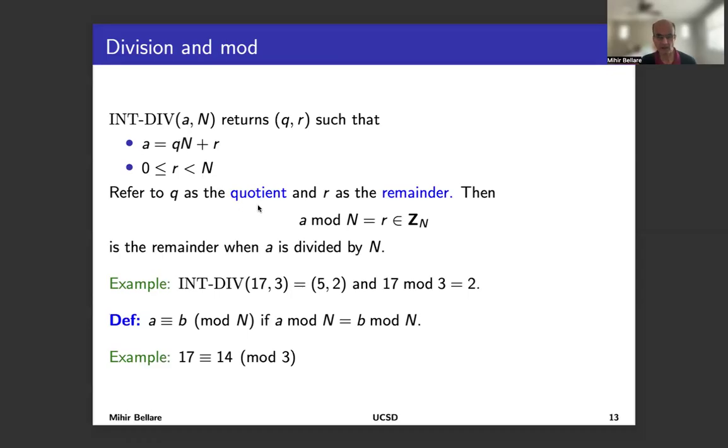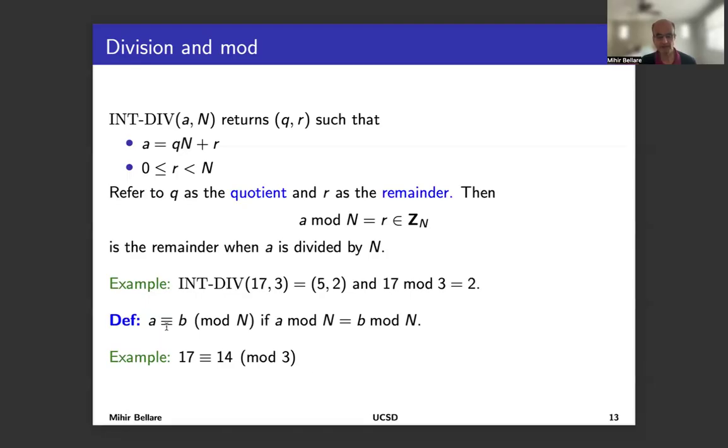And once you have a remainder, you might notice that that's just a mod n. That's the definition of a mod n. So in particular, this enables us to compute mods. If I ask you to run integer division on 17 and 3, you would divide 17 by 3 and notice that 5 times 3 is 15, plus 2 is 17. So the quotient is 5 and the remainder is 2.